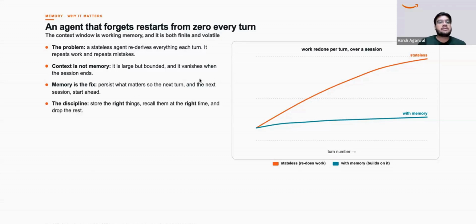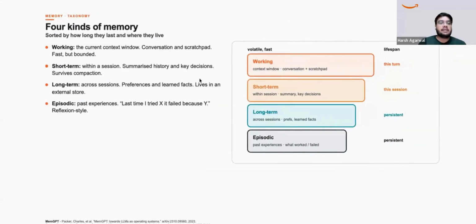That's it. Everything in this section is basically going to surround how to do all of these three things very well. So coming to memory, memory isn't one thing. It's a hierarchy, and it's sorted by how long it lasts and where it lives. So basically, you can see there are four tiers. The first one is working memory, which is the current context window, your conversation, and basically a scratch pad for immediate results. And it's very fast and right there, but it's really bounded.